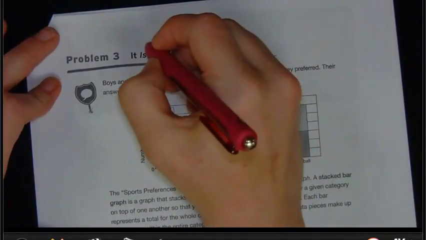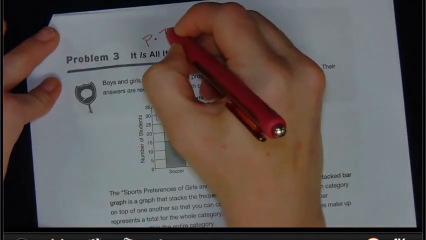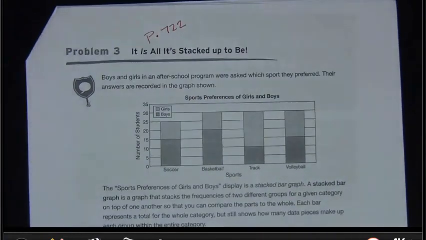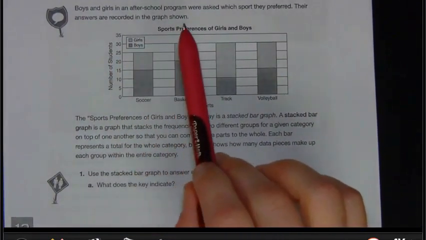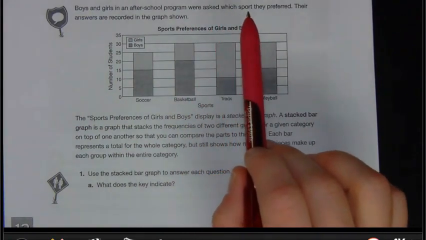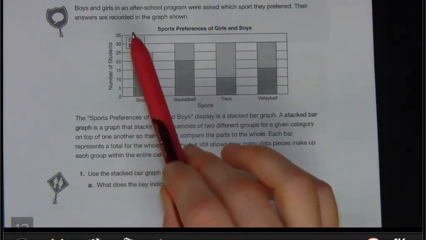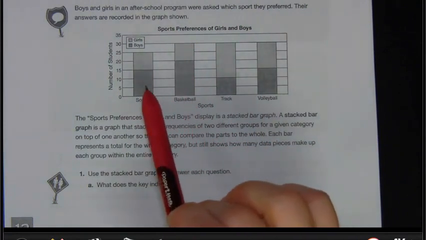Let's look at one more different bar graph. Okay, let's look at one more, and we're going to be on page 722. All right. Boys and girls in an after-school program were asked which sport they preferred. Their answers are recorded in the graph shown.